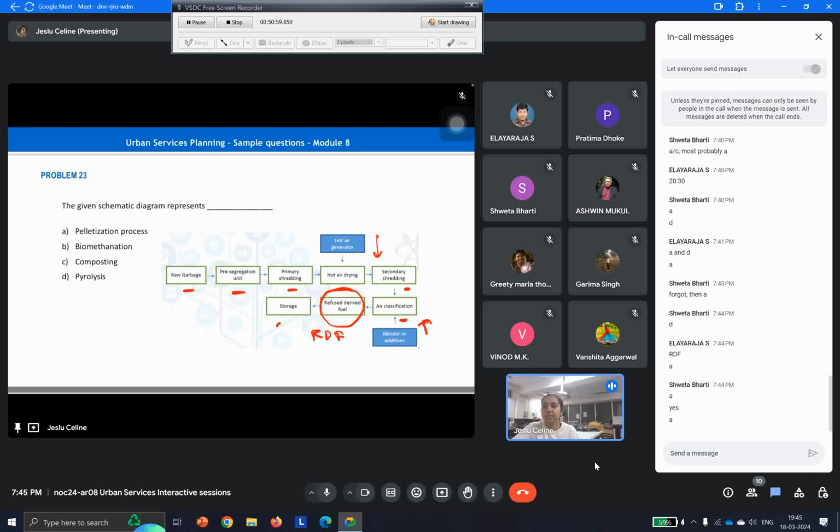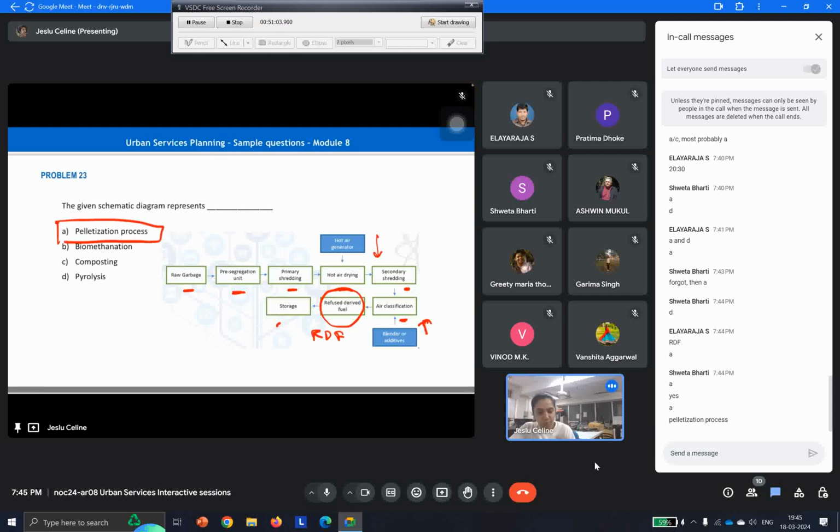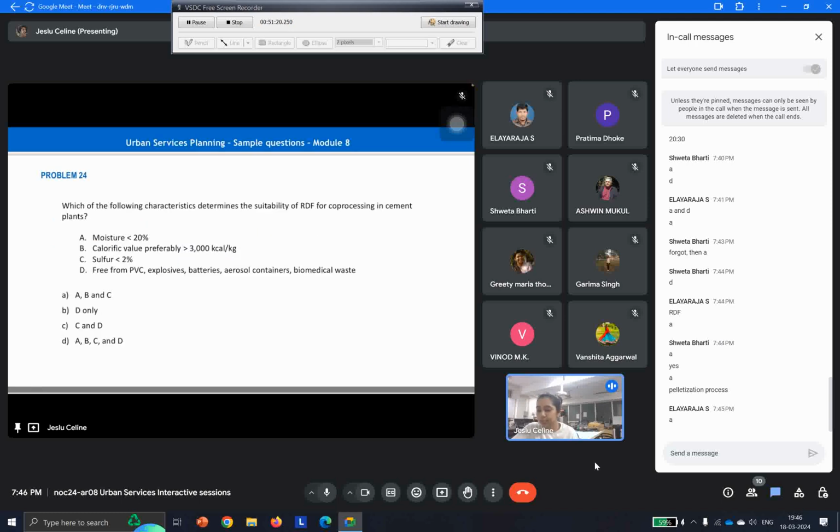Shweta says A, pelletization. Yes, very good. It is pelletization because this is the process of making RDF, and we are storing it in the form of pellets in this diagram. The other options, this is not biomethanation, composting, or pyrolysis. So it is option A, pelletization. Now let's proceed to the next question.